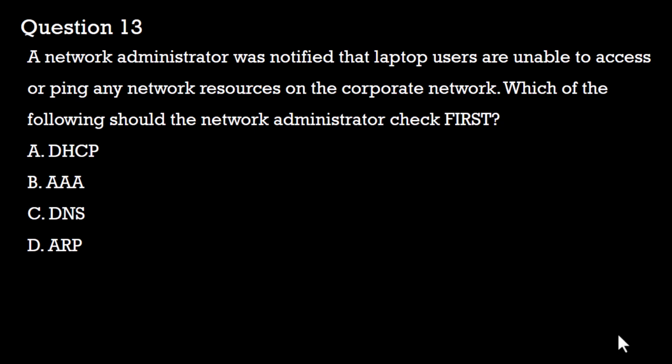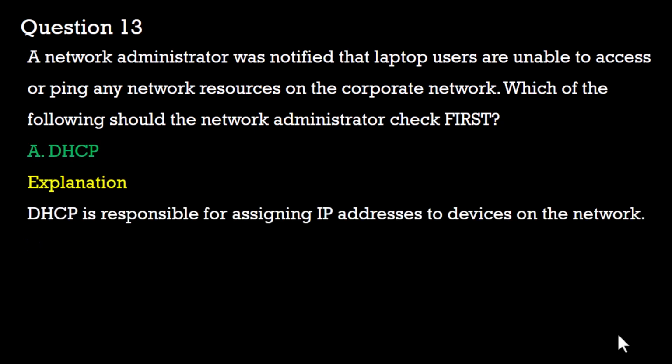With respect to the question here, when users cannot access or ping any network resources, the first thing that the network administrator should check would be option A, the DHCP. Now, if the laptop users are unable to access or ping networks, the network administrator will check this because without a valid IP address, the users would not be able to communicate with other devices on the network.